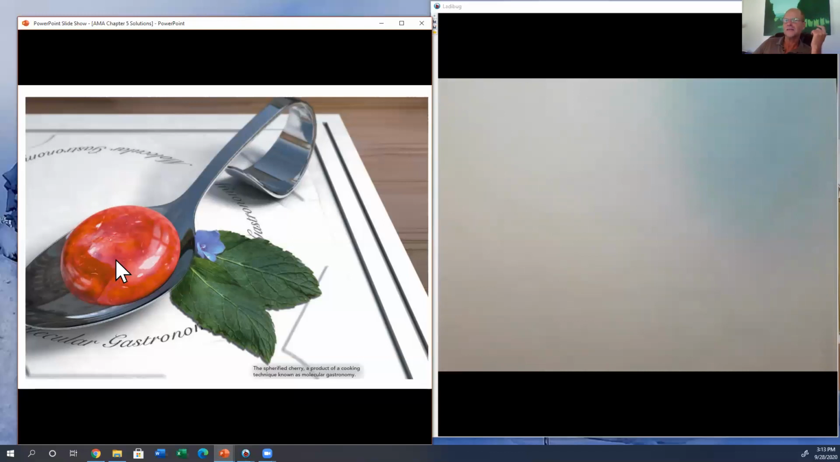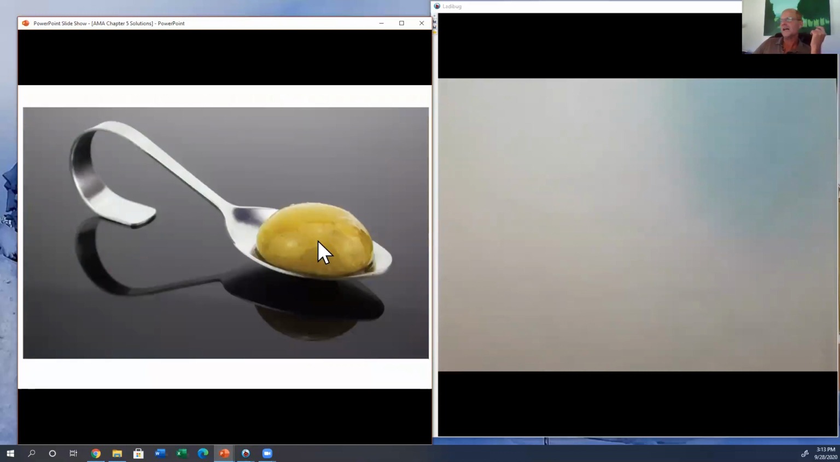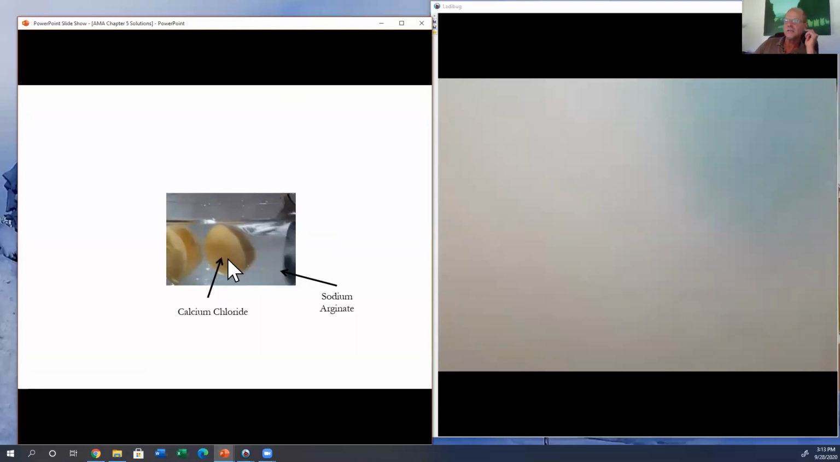So this is a spherified cherry. This is actually a spherified olive, right? And the way you make this is kind of fun. You make a solution. You either take cherries and mash them up and extract what comes out, or you take olives and mash them up and extract what comes out. And then you make a solution that contains the olive juice, if you will, in a substance called calcium chloride, okay?